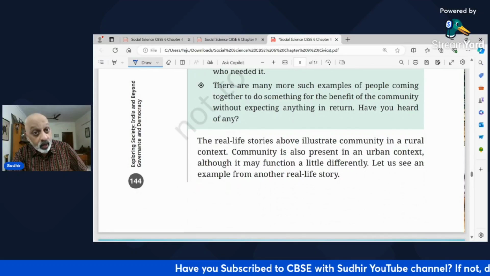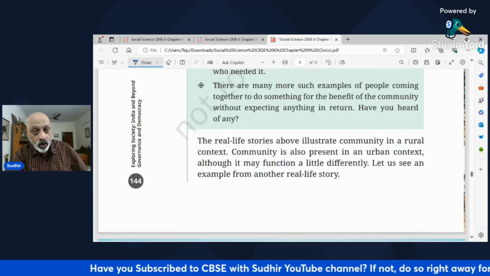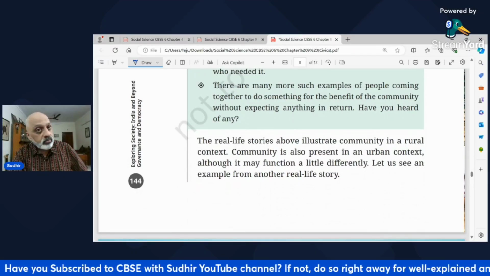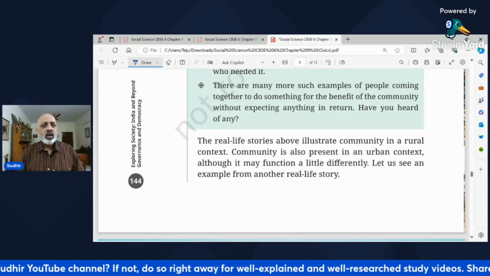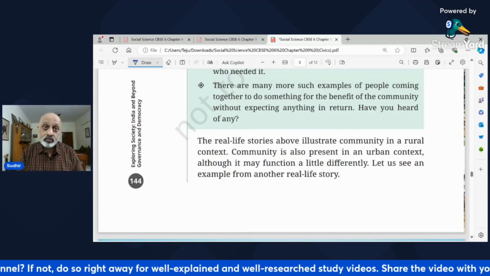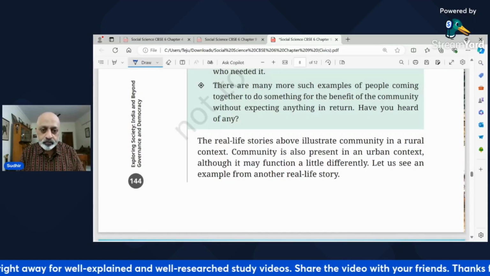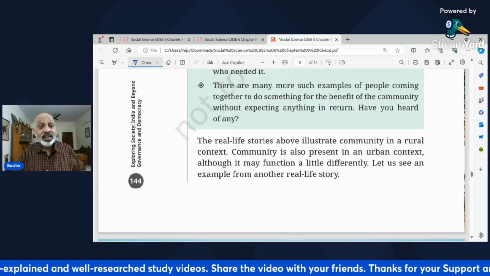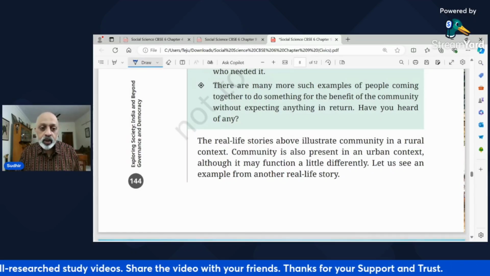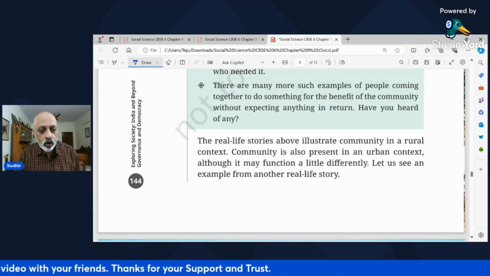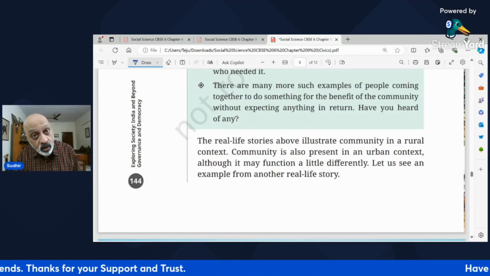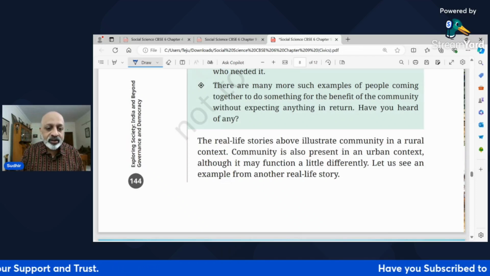So it happens during an earthquake. It happened during the tsunami. It happens during many floods, which take place almost on a yearly basis in states like Bihar and Assam and Bengal in particular. Cyclones when they hit states like Andhra Pradesh and Odisha. So the real life stories above illustrate that community in a rural context, community is also present in an urban context, although it may function a little differently.